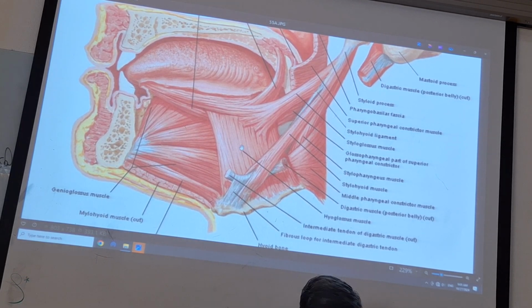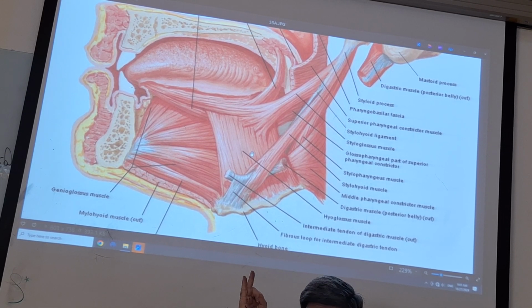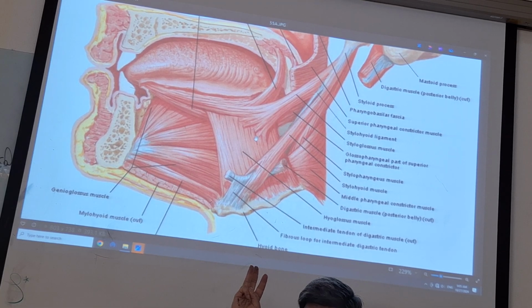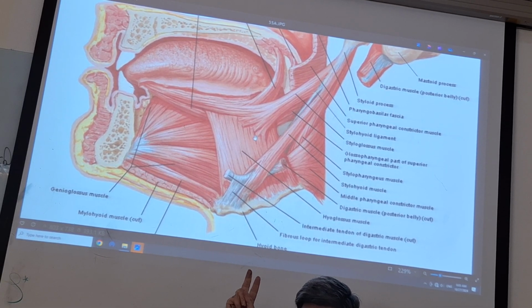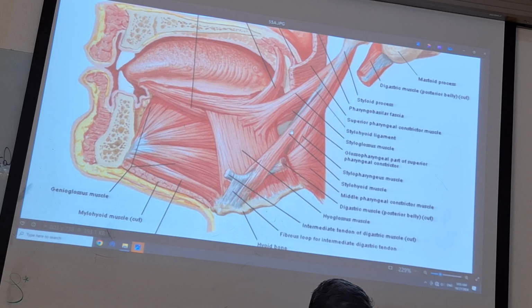The superficial surface of hyoglossus has relations with four structures: 1, lingual nerve, 2, submandibular ganglion, 3, submandibular gland, 4, hypoglossal nerve. But the deep surface has relations with three structures: lingual artery, glossopharyngeal nerve, and stylohyoid ligament.